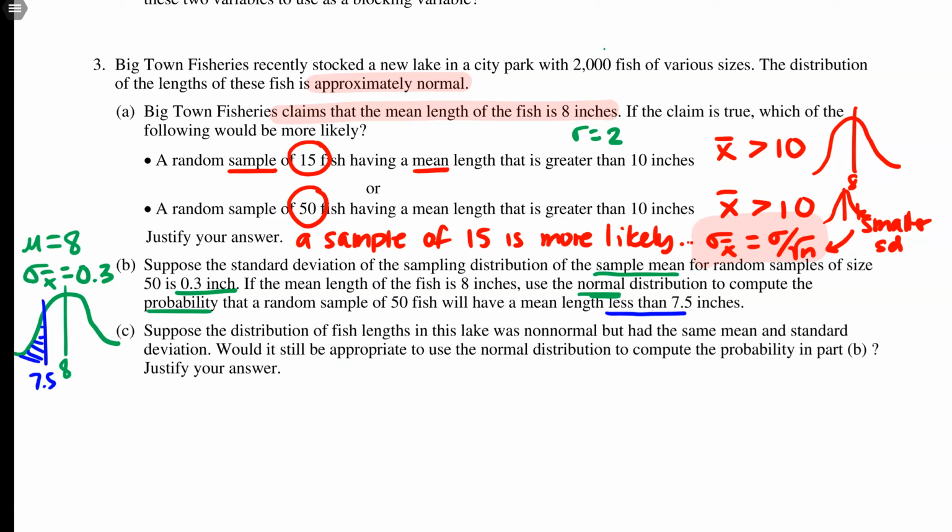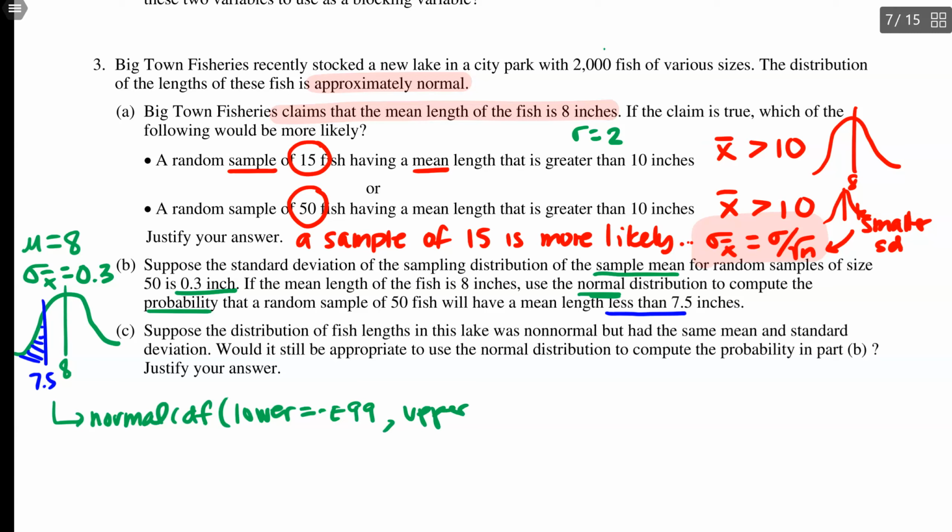Bah, my calculator's not opening on the screen, so I'm going to go grab one. So for finishing this question with the calculator, since I can't put my calculator on the screen, we're going to do normal CDF. I'm just going to go ahead and label everything because it's good practice for the AP. For the lower, I put a negative E99. The upper, I'm going to do 7.5. The mean, 8. And the standard deviation, the 0.3.